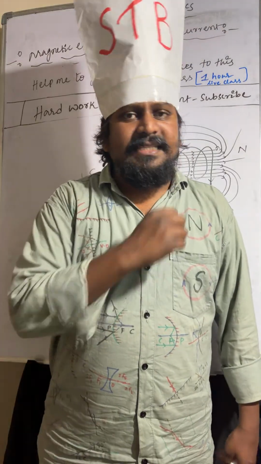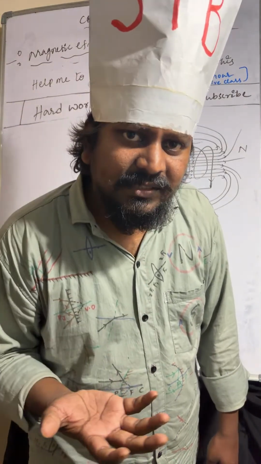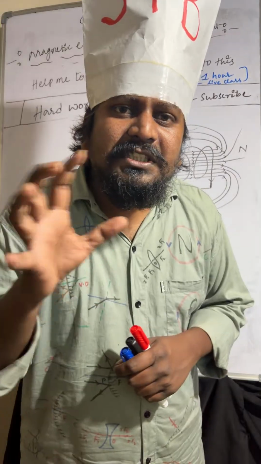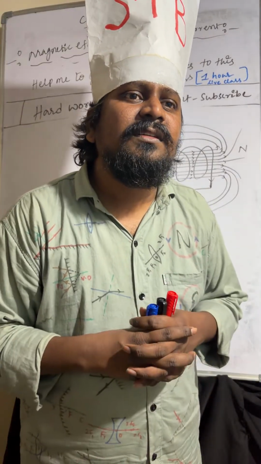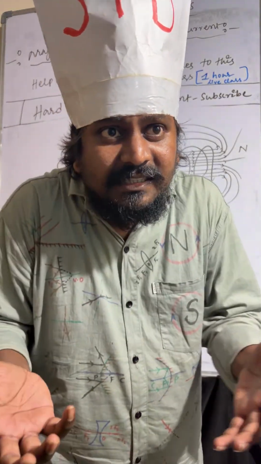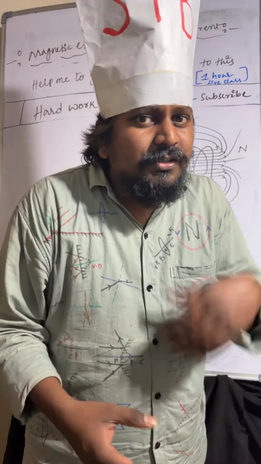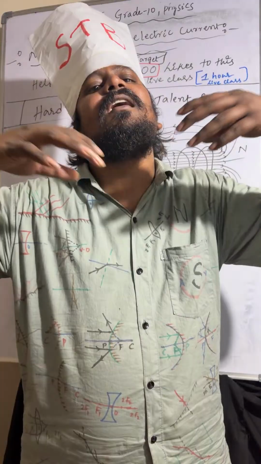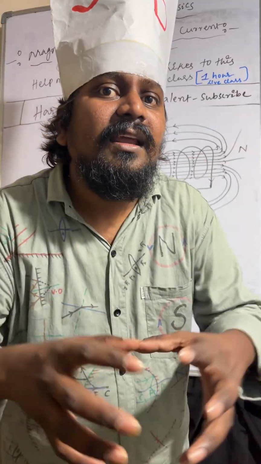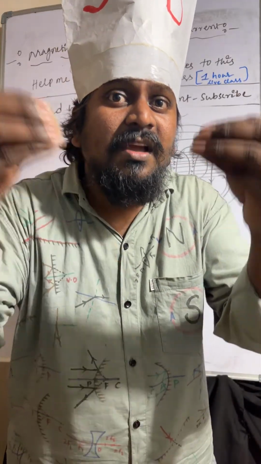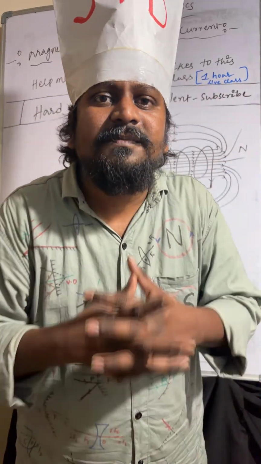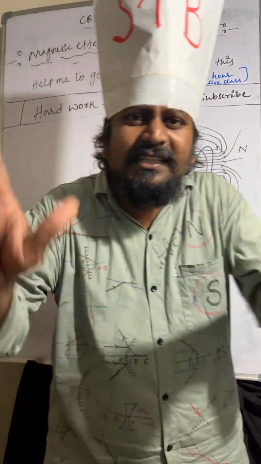All right? So next one is, here you can observe, will you be able to change the bar magnet poles? Can we interchange north to south, south to north? No, not at all possible. Sorry, for bar magnet, we can't change the poles.